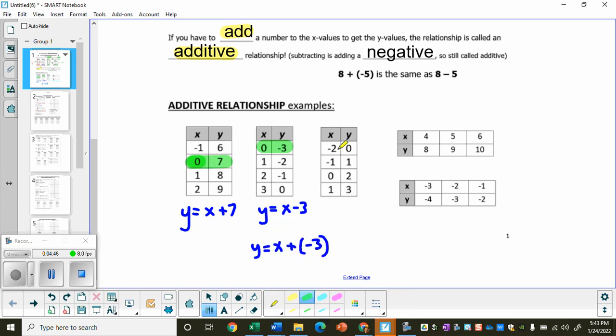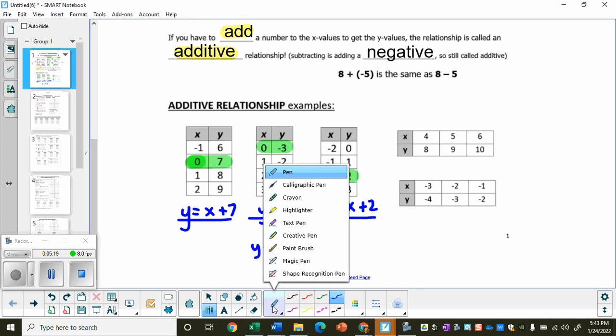A lot of us don't like to look at the negatives, and I'm the same way, so we'll forget about that. We'll jump right to here. That kind of lets me know I'm going to be adding 2, and if I check for the other ones, it does hold up. I've got 1 plus 2 is 3, and if I did -1 plus 2, and if I'm at -2 plus 2, I'd be at 0. So this one's going to be y equals x plus 2. All right, so far we've got 3 equations for these 3 additive table of values.